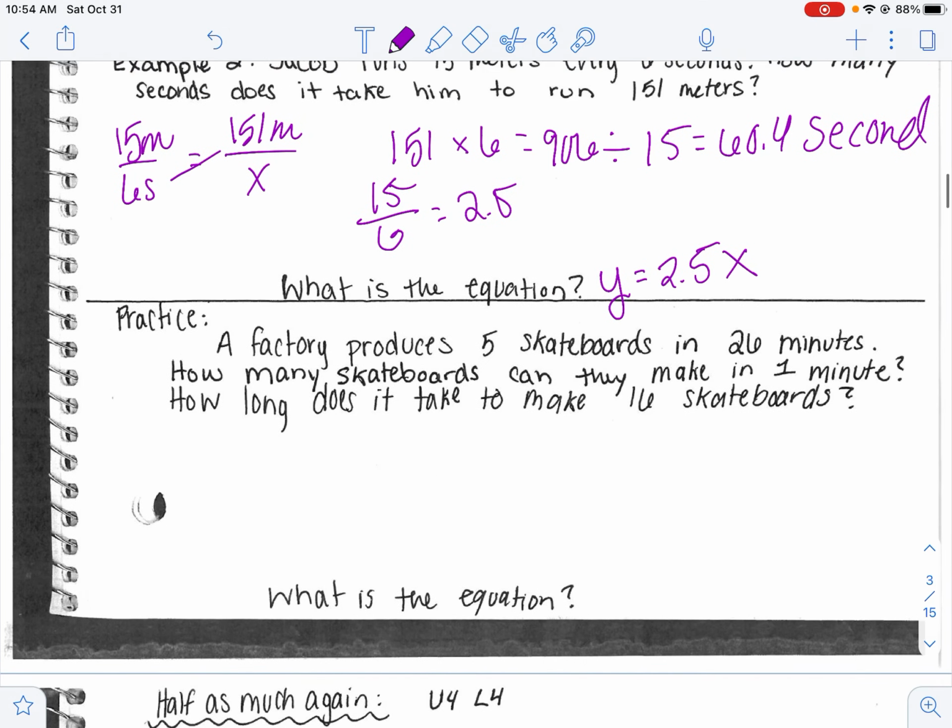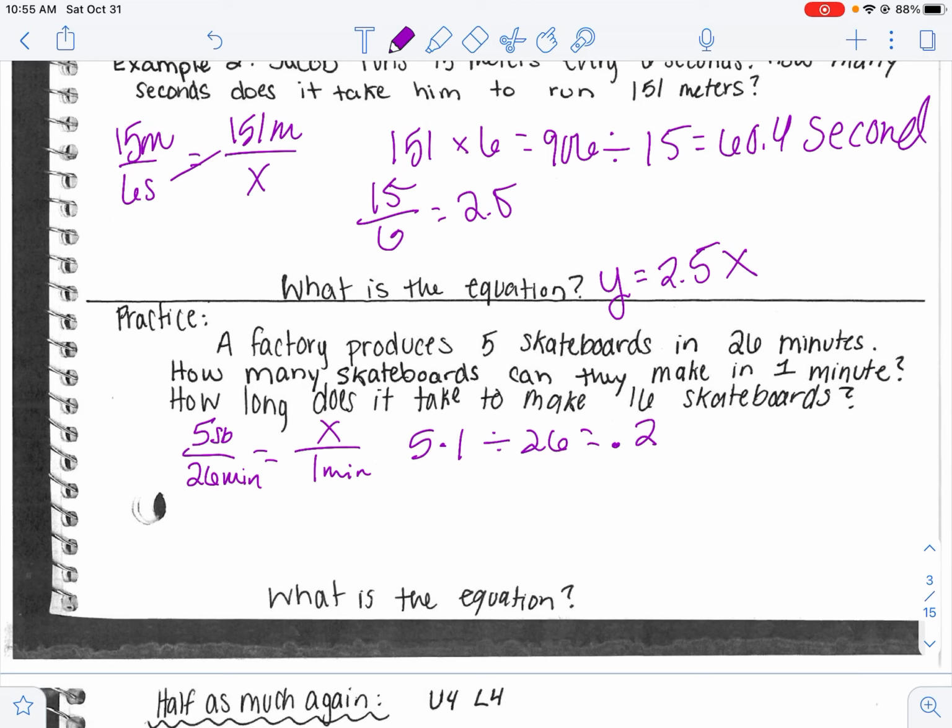For your practice, a factory produces 5 skateboards in 26 minutes. How many skateboards can they make in 1 minute? How long does it take to make 16 skateboards? And write the equation. So, in the butterfly method, we have 5 skateboards for 26 minutes. In 1 minute, how many skateboards did they make? So 5 times 1 divided by 26. They make 0.2 of a skateboard in a minute. So they don't even get a whole skateboard done.